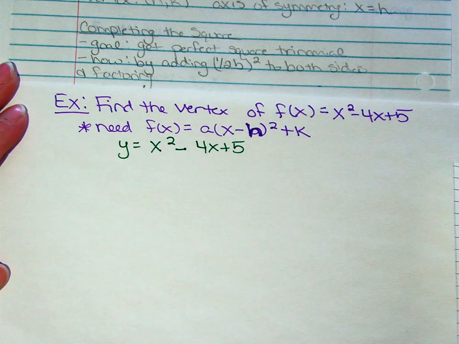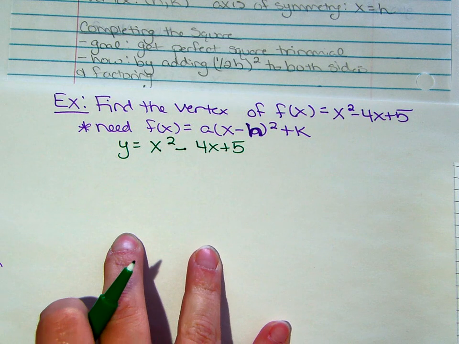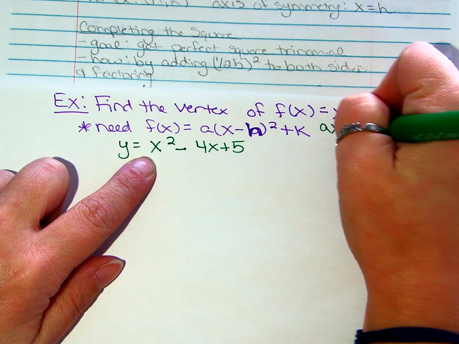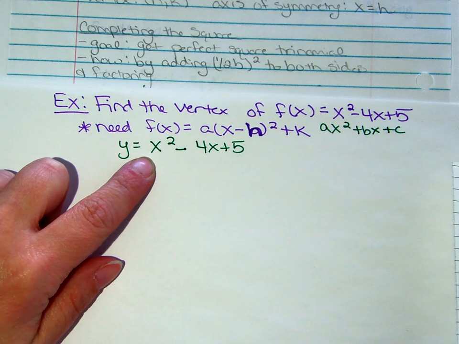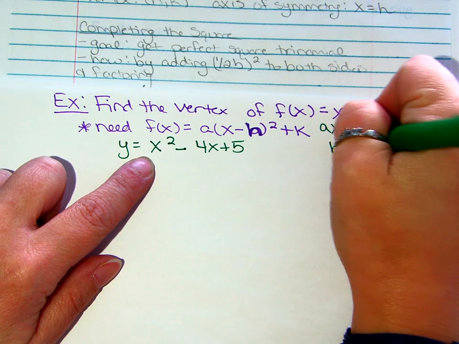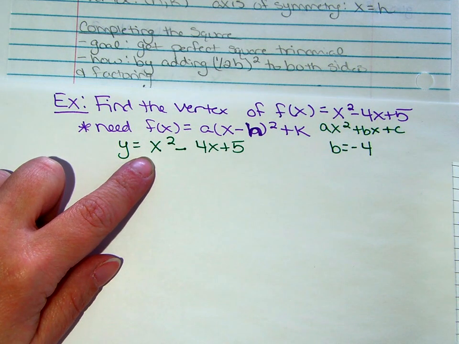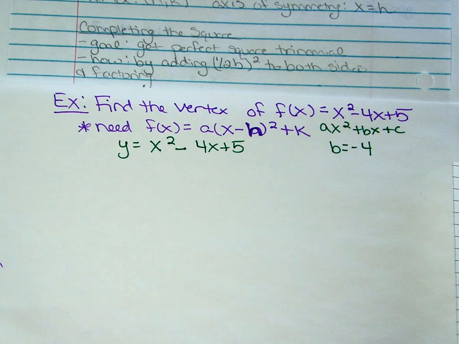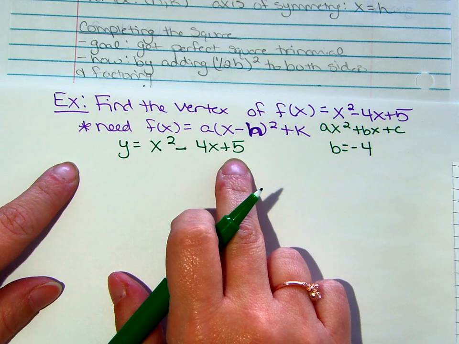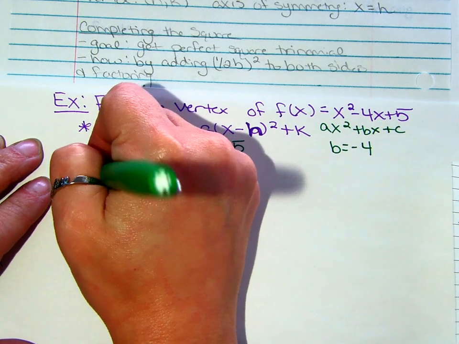Now, remembering that this is, I'll write it over here, ax squared plus bx plus c. This is in that format. What is our b as it is written right now? Yes, our b is negative 4. It's good to note that early on. Now what I'm going to do is move my constant to the other side. That's going to be my first step. So I'm going to subtract the 5 over. So I have y minus 5 equals x squared minus 4x.